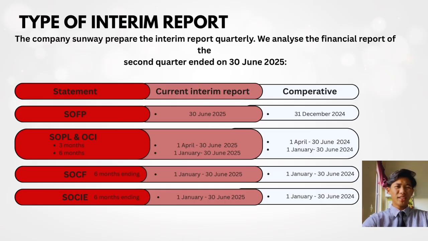And finally, the statement of cash flow and the statement of changes in equity, SOCIE. Like the SOPL, these reports show performance over a period of time. In this example, they are both prepared for the 6-month, year-to-date period ending 30 June 2025, and compared again to the same 6-month period from 2024. Okay, that's all from me. Thank you.